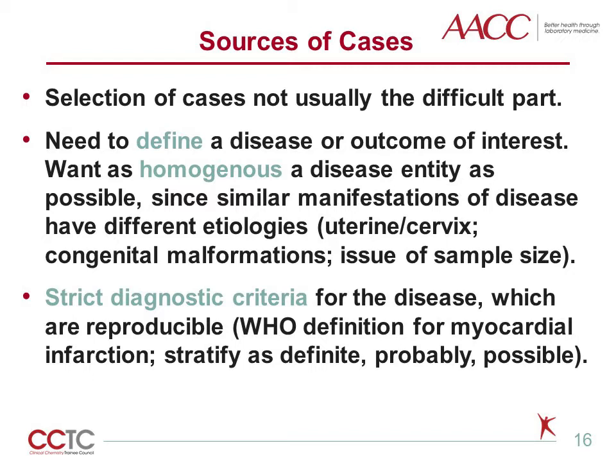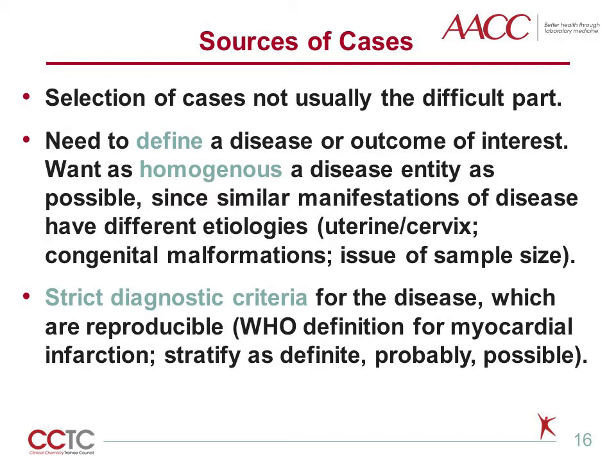Selection of cases is not usually the difficult part. All we need to do is figure out what outcome you're interested in and define it in a way that can be reproducible by other people. And we really do want as homogeneous a disease entity as possible. You don't want to combine all congenital malformations because no teratogen causes all congenital malformations. And you're tempted to do it because the sample size will be higher, but you don't want to do it because if it's only related to one type, for example, of all congenital malformations, you're going to harm your ability to find that relationship with one particular type because you have merged everything together and it's going to mask the relationship that you want to see.